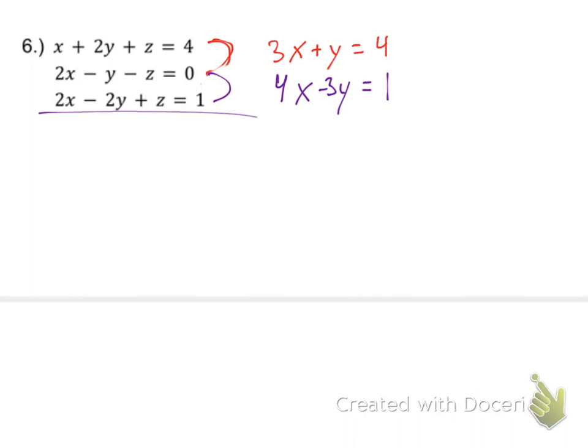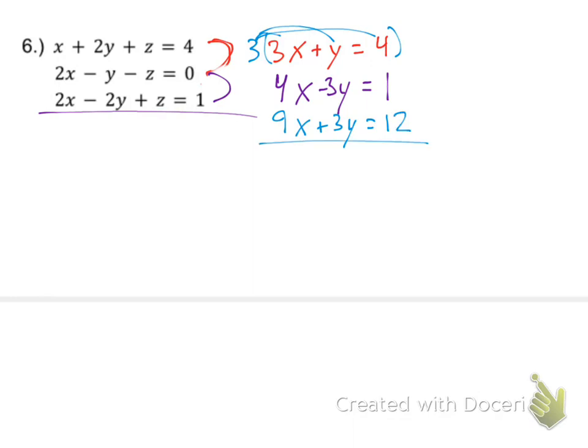Luckily, one of these variables lends itself very easily to cancel each other out. Is that the x's or the y's? I think it's the y's. If I multiply the top equation by what? I'll get rid of y's. 3. I'm going to place it underneath. What's 3 times 3? So that's 9x plus 3y equals 3 times 4? 12. Is everybody with me on this?